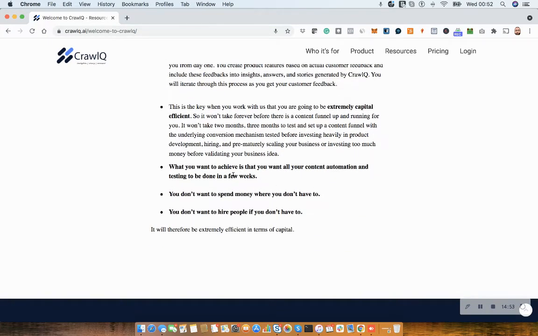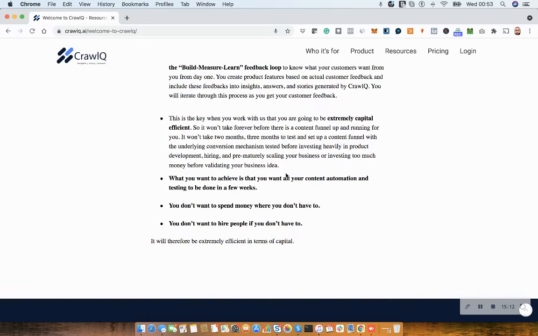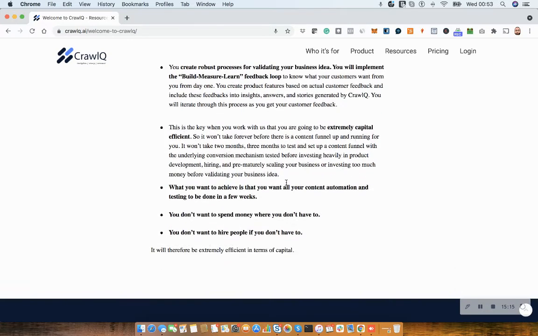You want to achieve this in a way that your content automation and testing is done within a few weeks, and you don't want to spend money where you don't have to. You don't want to hire people if you don't have to, and therefore this framework is extremely capital efficient.